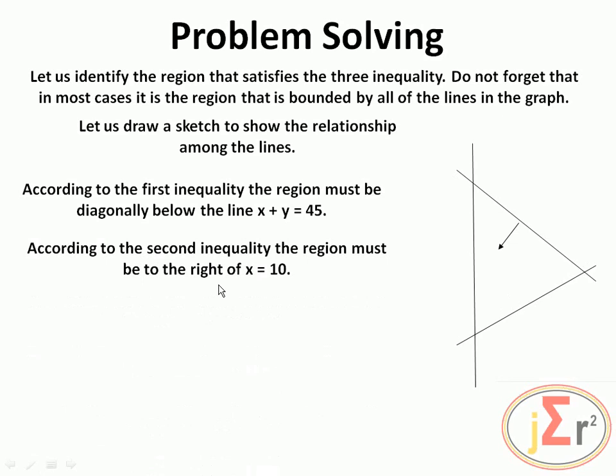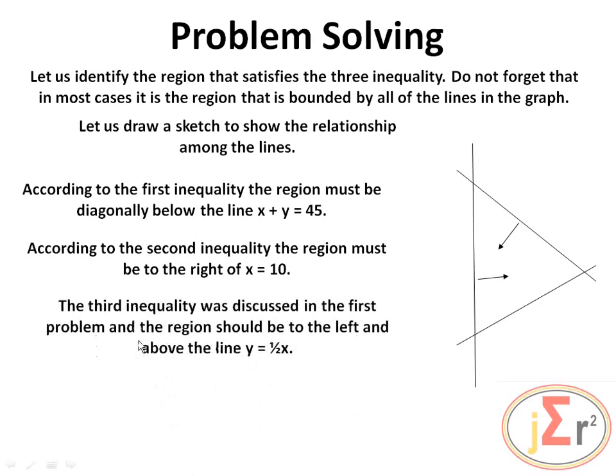And according to the second inequality, the region must be to the right of x is equal to 10. And this is our line, x is equal to 10. And the third inequality was discussed in the first problem, and we know that we have the arrow pointing in that direction, and we have the reasons there also in our first problem. So let us shade the region.